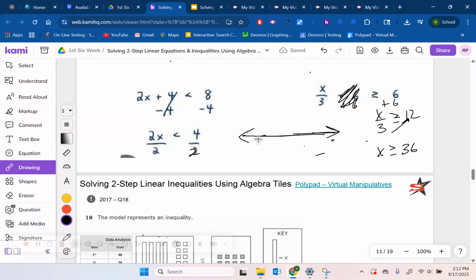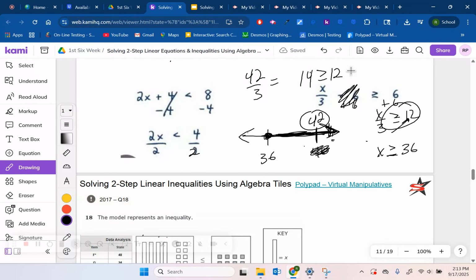So what does that mean? If I put a 36 here, and I'm going to make this solid because this line here means equal to as well, it's any number that's 36 or more. Any number. So over here I can see this is 40. If I put a 42, actually it's a pretty number, 42 over 3, I'm getting the number 14. Is 14 greater than or equal to 12? Yes, because that's how I'm checking it over. It's the answer.